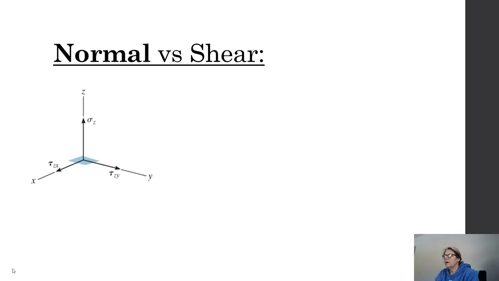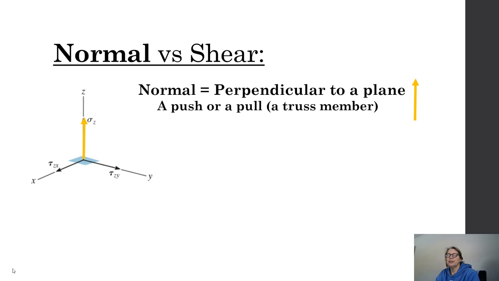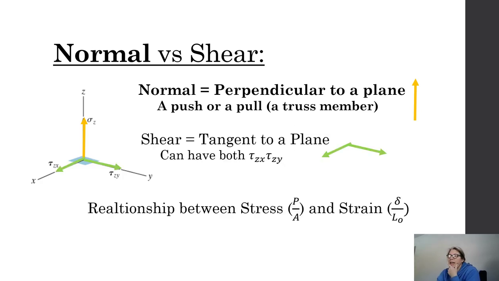Okay, so let's go again. What does normal mean? It just means perpendicular to the cross section, okay? Perpendicular, it's a push, it's a pull. We have a normal force, we have a normal strain. And then we had shear, but today we're going to just talk about normal. So we have this relationship between stress, which is force over area, and strain, change in length over length.